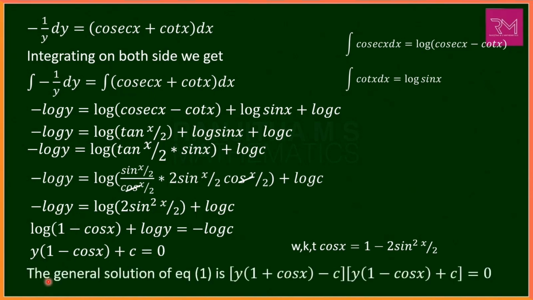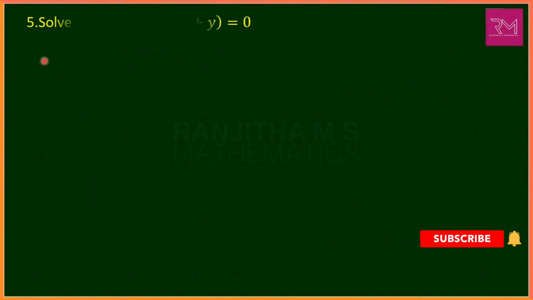So finally, the general solution for equation 1 is, here case 1 value is y into (1 plus cos x) minus c, into case 2 value is y into (1 minus cos x) plus c, which is equal to 0. So finally, this is the general solution for equation 1. This completes the problem. This is a very important problem, so you have to observe carefully and write the values. We shall move on to another problem.